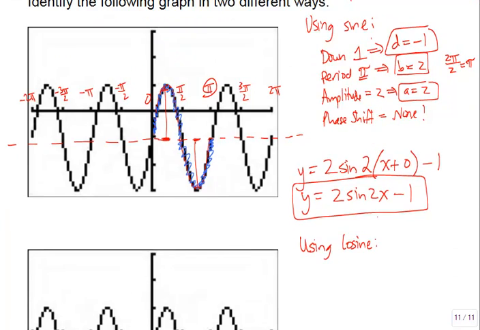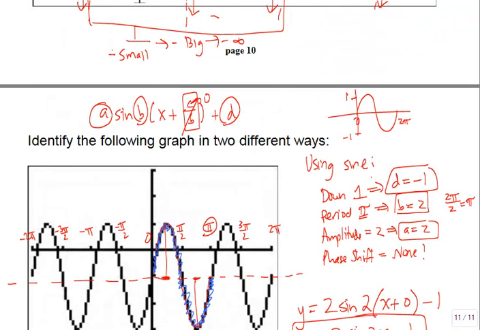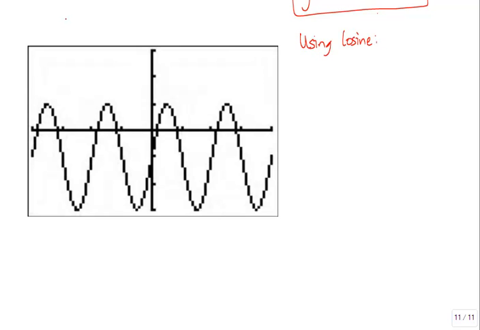Now we're going to do that all over again, but this time we're going to do it for cosine. So we're going to do y equals a cosine b of x plus c over b plus d. We're going to try to figure out what should our a be, what should our b be, what's our phase shift, and what's our vertical shift.